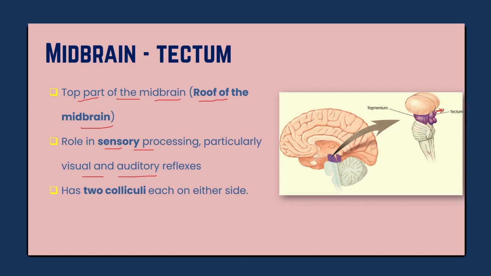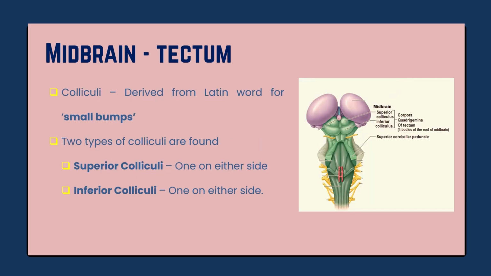It has two colliculi, one on either side. What are colliculi? The term colliculi was derived from the Latin word for small bumps. You can see this image. This is a bump. You see the size. It's not flat. It's a bit raised, like the humps you see on the road. This is a bump on the brain, and these bumps are called colliculi. And there is one on either side, on the left side and the right side, right? And there are two types of colliculi found in the midbrain.